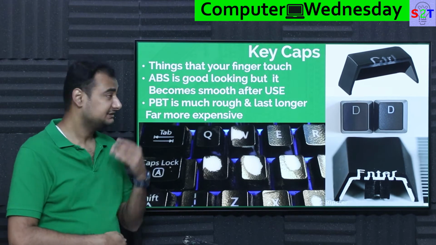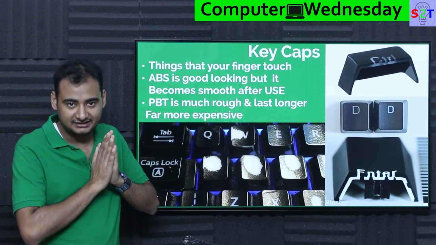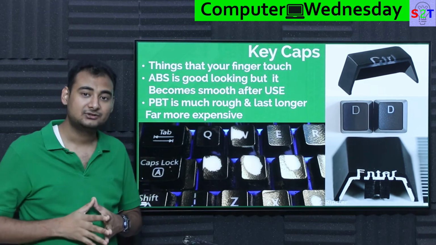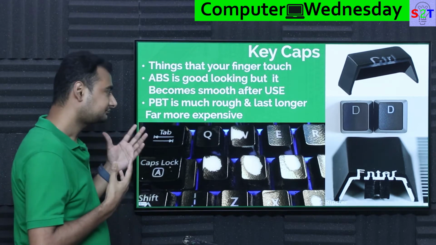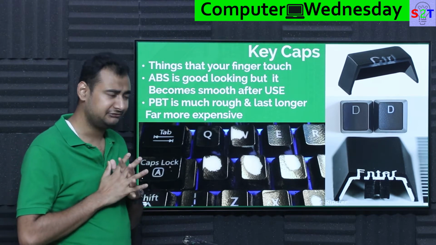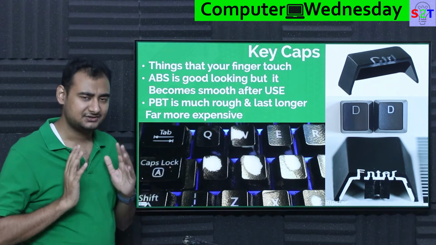Now keycaps. This is the thing that you interact with. This is the thing that directly is going to touch you. So knowing about this is the first thing. Well, ABS is generally good style. If you do not know what your keyboard has, it's generally ABS.